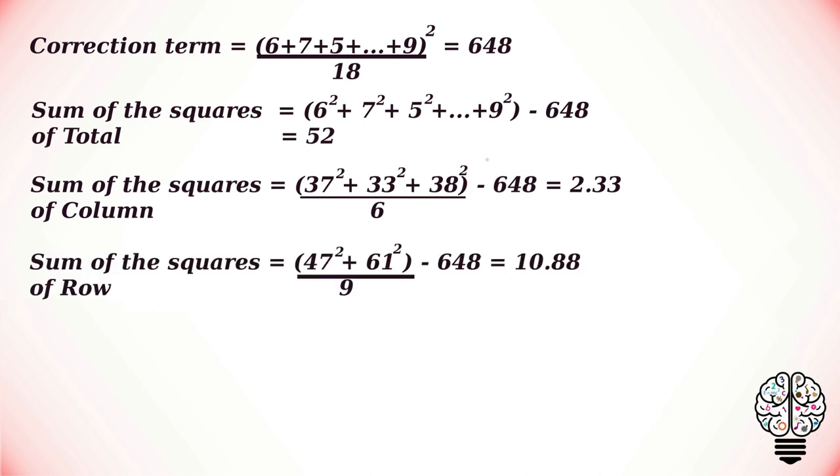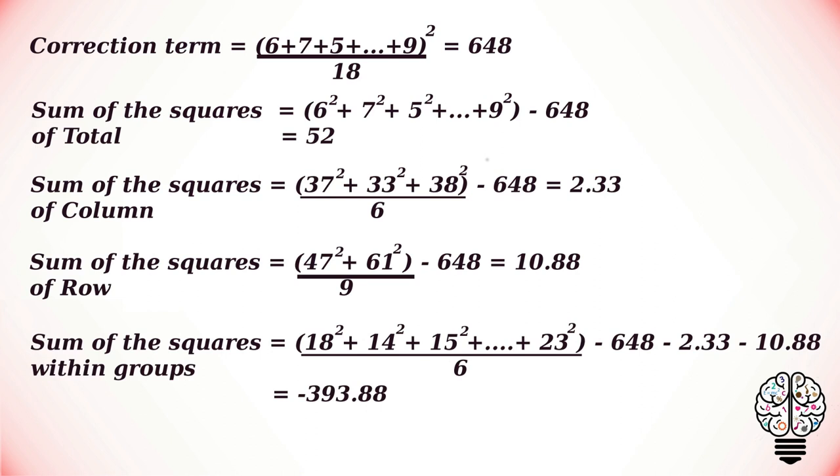Next, we have to calculate the sum of the squares of the row. If we square the sum of the squares of our row, we'll get our value as 5930. Now we have to divide this value by the number of test scores in each row. If we do that, we'll get our value as 658.88. If we subtract our correction term from this value, we'll get our sum of the squares of row value as 10.88.